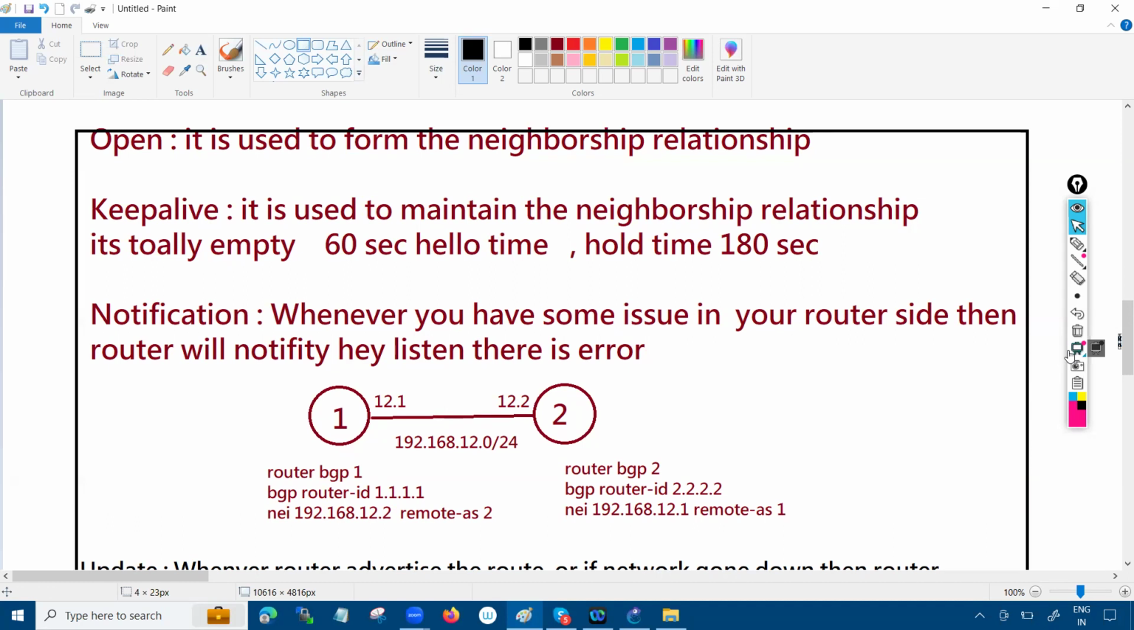So these four packets are really important. The most important packet is the notification packet. Based on the notification packet, you can easily identify what error you have in your configuration. And based on that error, you can easily identify what configuration is missing on the router side.